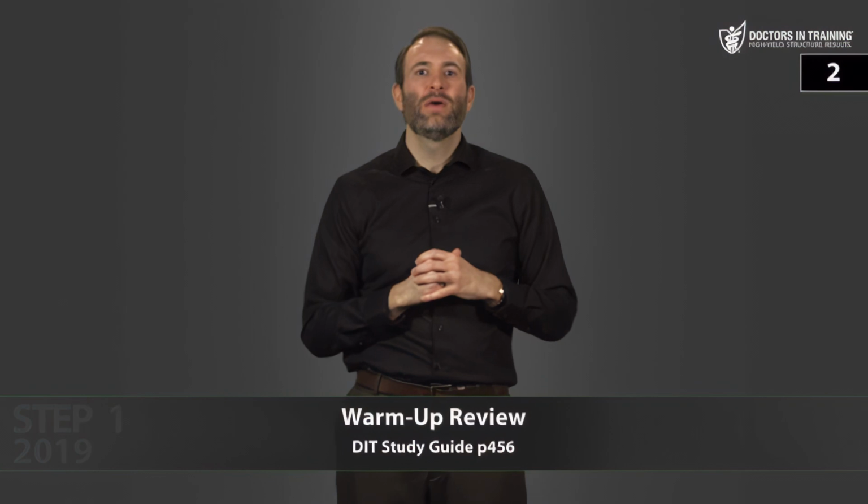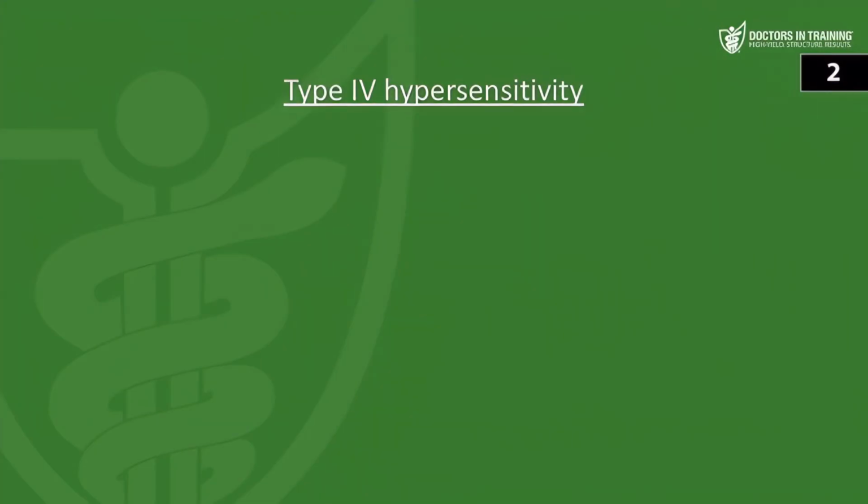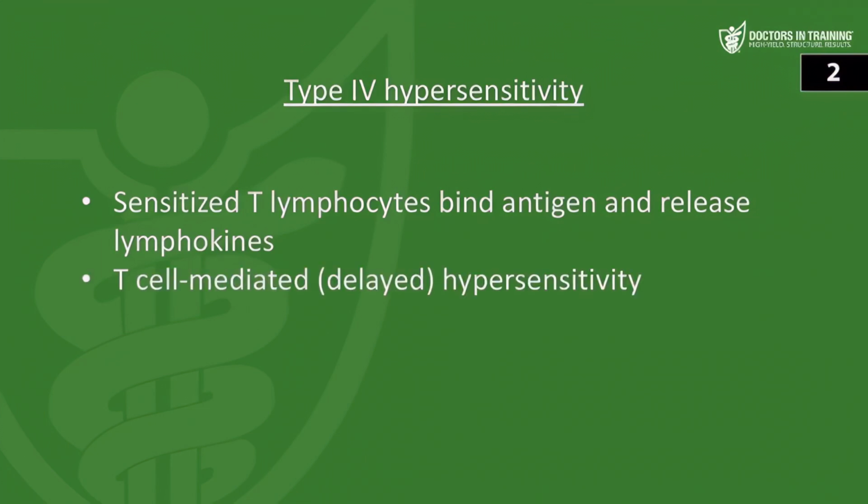Next, what is the mechanism of type 4 hypersensitivity? Well, type 4 hypersensitivity is when you have T lymphocytes that are sensitized and they come across antigen and then release lymphokines. Now, this is your T cell mediated hypersensitivity, or also referred to as the delayed type hypersensitivity.